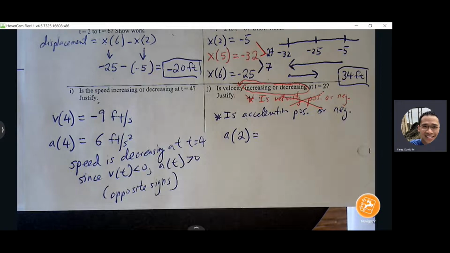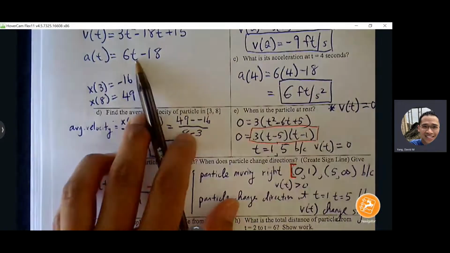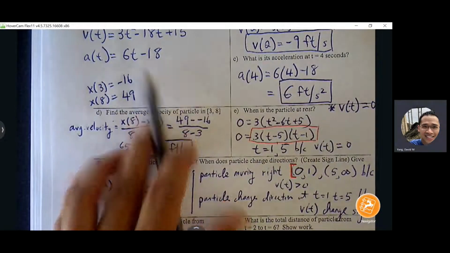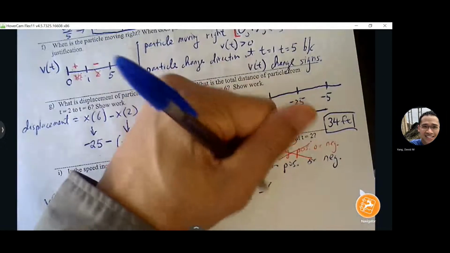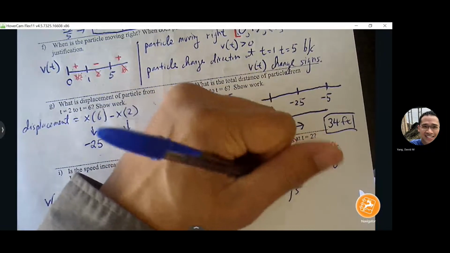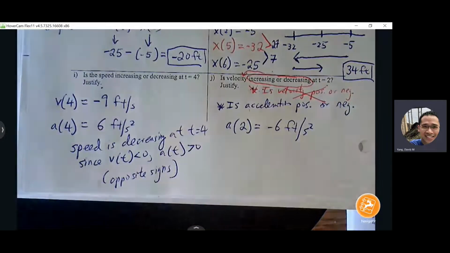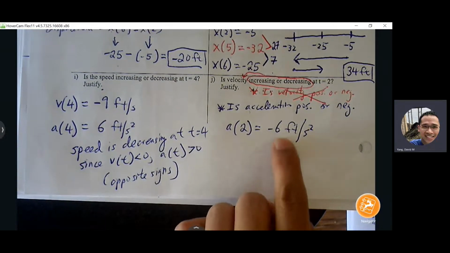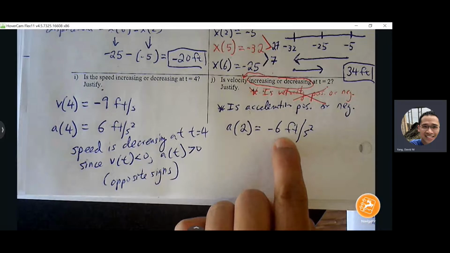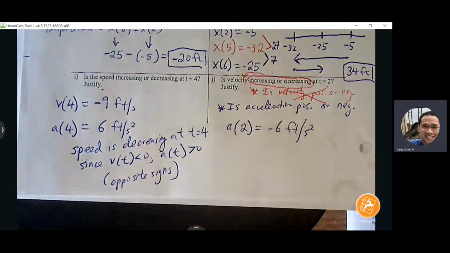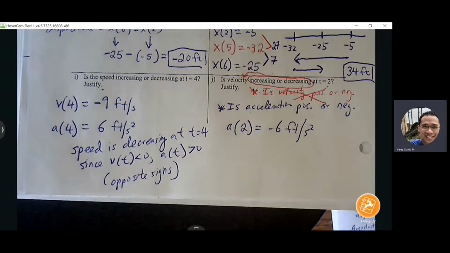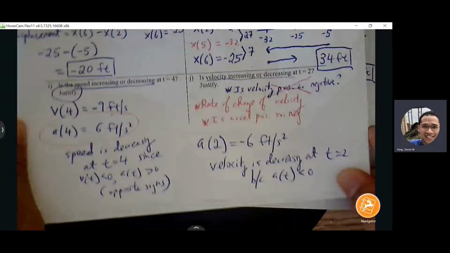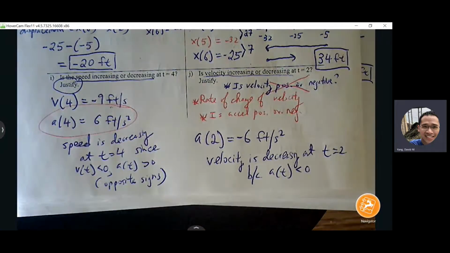Okay, so acceleration at 2. What's the acceleration at 2? -6. And we don't look at velocity, we just look at acceleration. So just from this alone, what can we conclude? Velocity is decreasing. Yeah. So we say velocity is decreasing at t equals 2 because acceleration is negative.